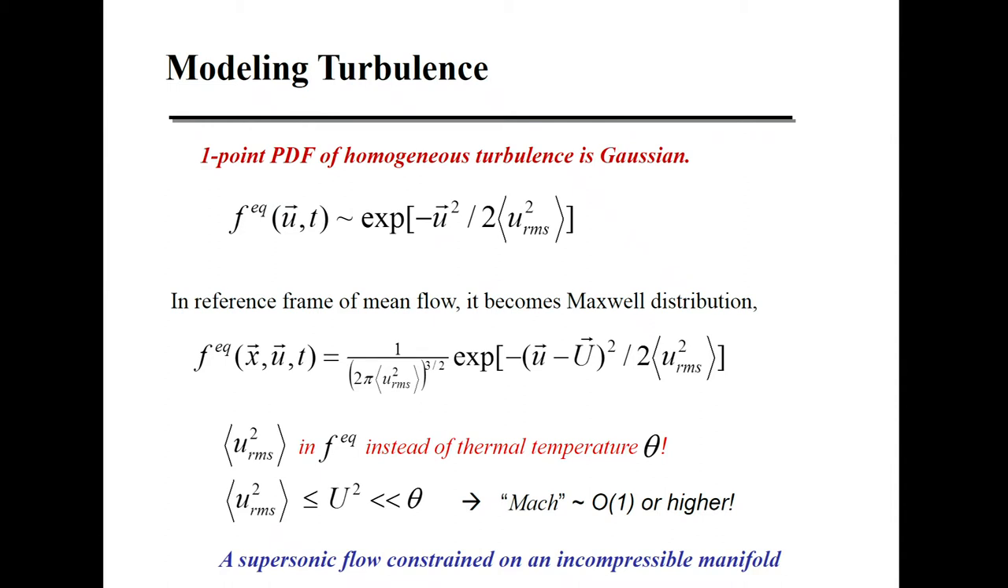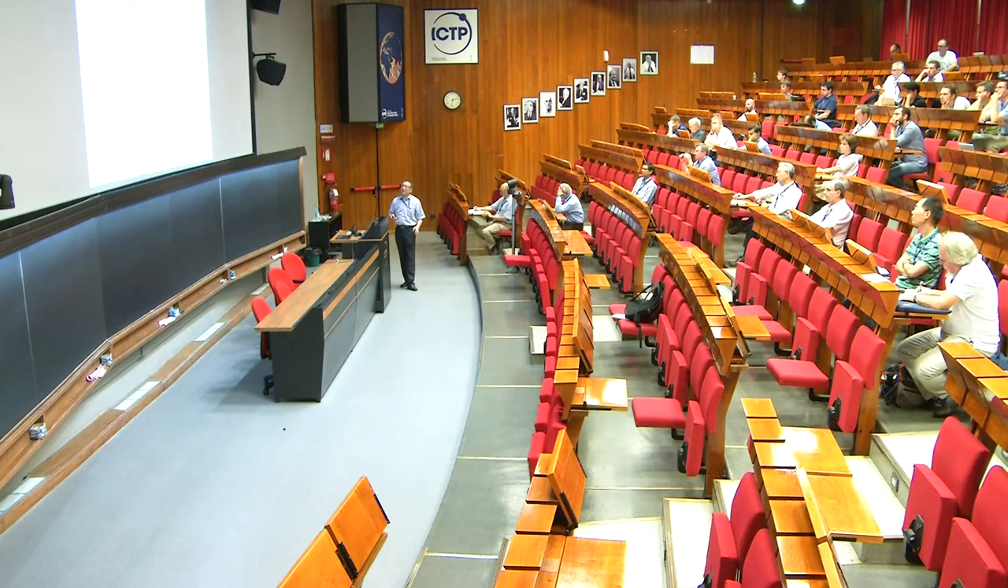All right? And if we translate that by a Galilean transformation into the reference frame of a mean flow, then this immediately turns into this form, and this is just a normalization factor. And this form is actually strikingly similar to the Boltzmann distribution function form. But there are some very important differences.